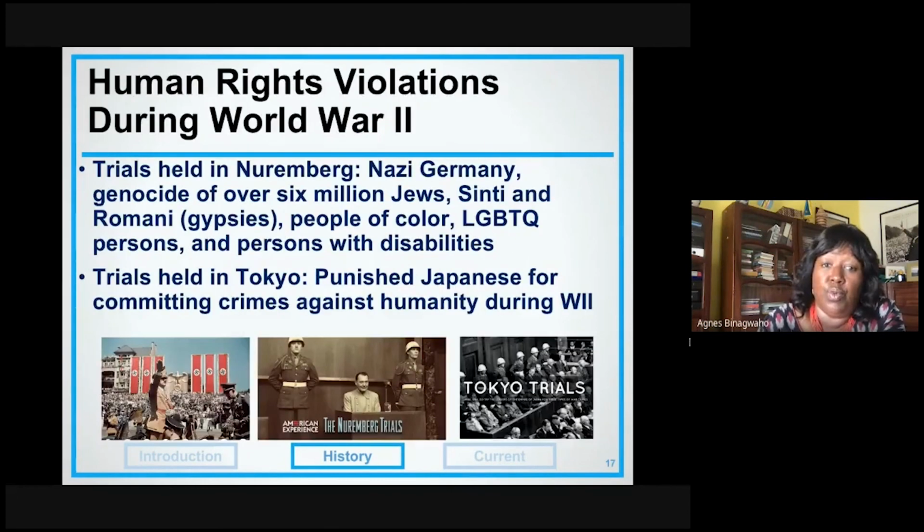After the World War II, there were trials held in Nuremberg against the leadership Nazi in Germany for genocide of over millions of Jews, Gypsies, people of colors, LGBTQ persons, and persons with disabilities. Another trial was also held in Tokyo against Japanese who committed crimes against humanity during the World War II.